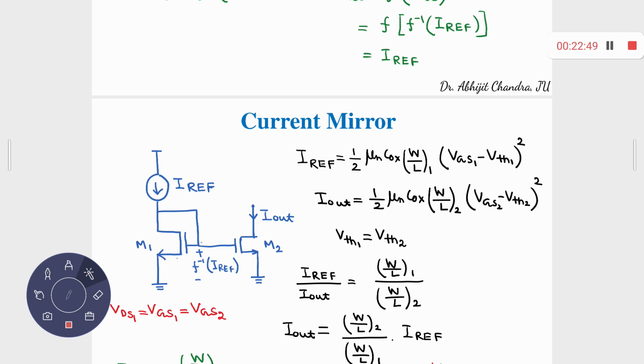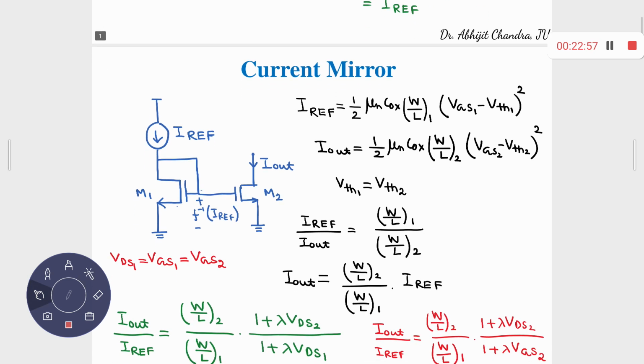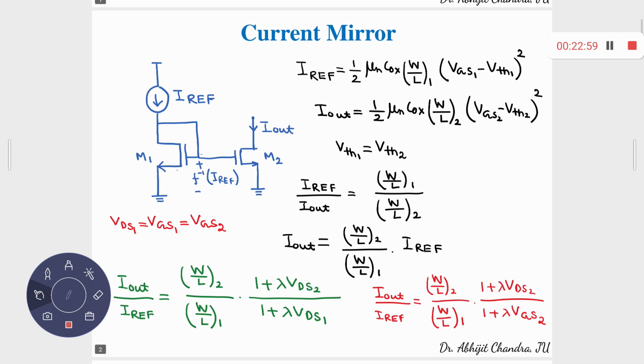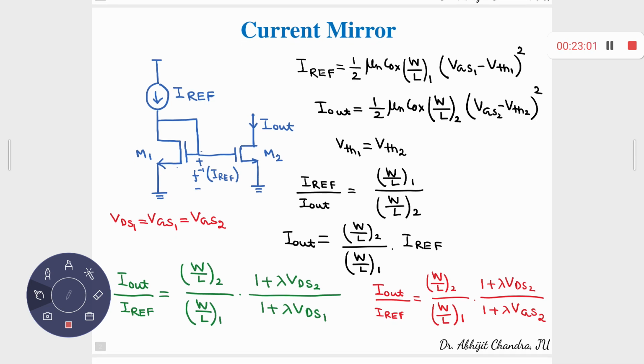But in the expression of I reference or I out, what do you have? Apart from this one, you have 1 plus lambda VDS. So typically what we have is this kind of thing, no? 1 plus lambda VDS2 by 1 plus lambda VDS1. Even if the lambdas are same, drain source 1 and drain source 2, these two voltages are not the same.